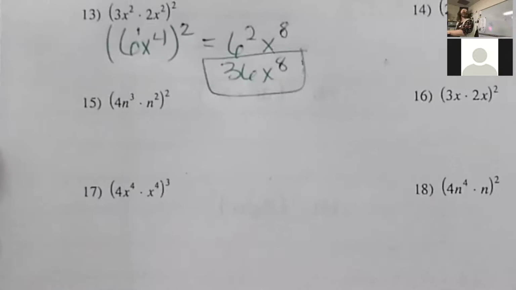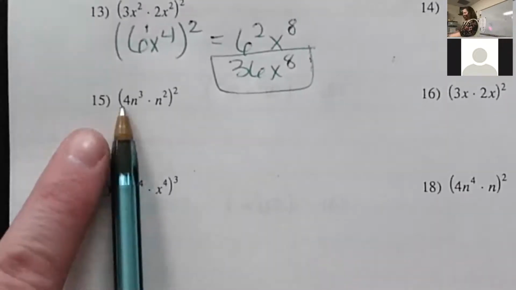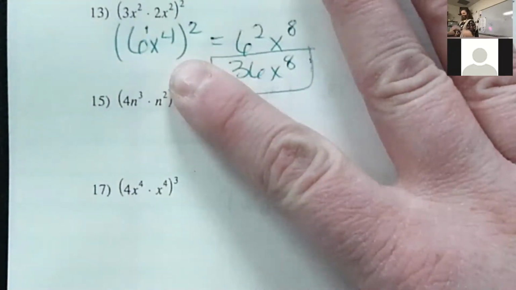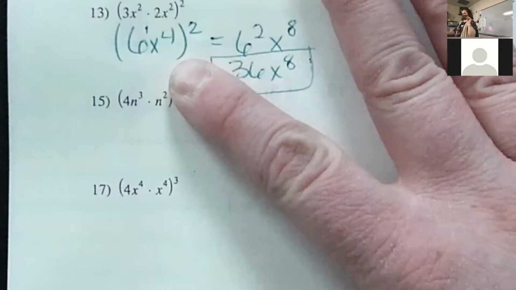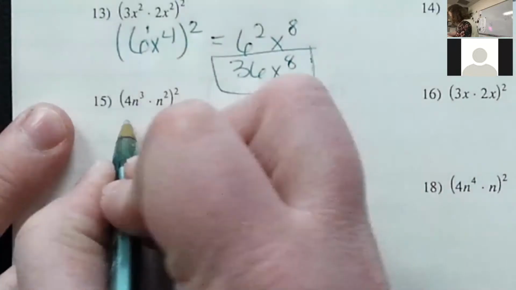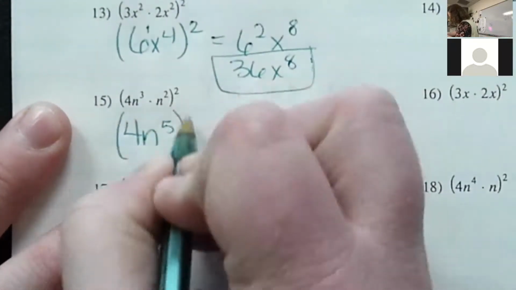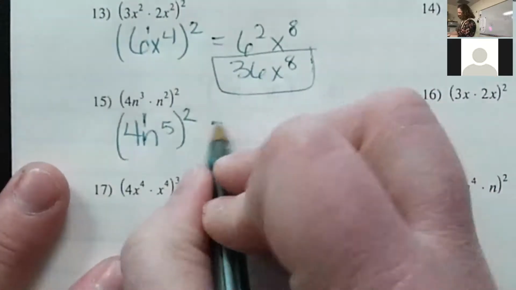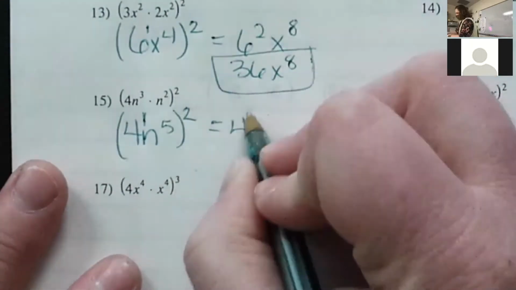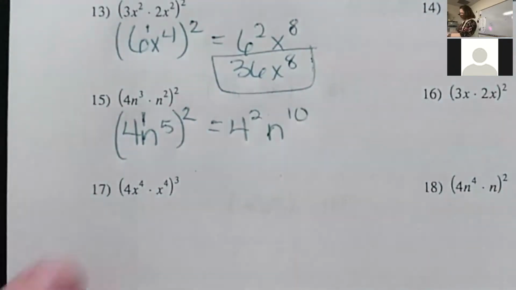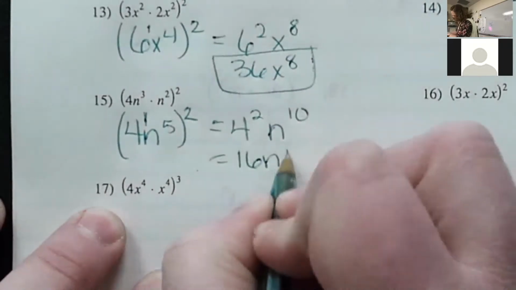So let's look at 15. What's in the parentheses first? 4n to the 3rd times n to the 2nd. Yep. And so if I'm multiplying, what do I do with my exponents? Add them, so that'd be 4n to the what? 5th. Yep, you were right with 5. Okay, now that's all getting raised to the 2nd power. Draw on my invisible 1 on my 4. So that's going to end up being 4, 2, and 10. What's 4 to the 2? 16. N to the 10.